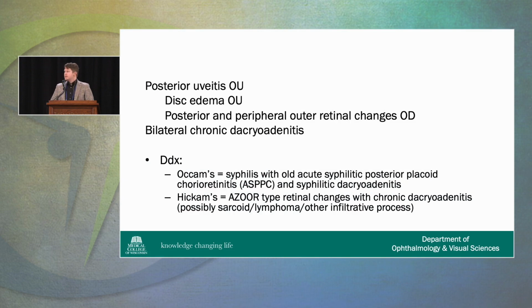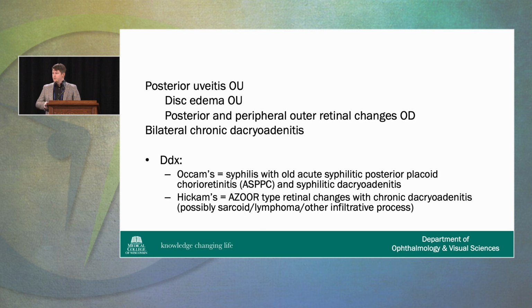So in uveitis, we like to talk about very complex cases, and the only way that you're going to remember what you're doing and how to deal with it is if you start creating lists of everything you see wrong. So I often put down every single finding in my exam as part of my assessment because it helps you create your differential and helps you understand what's going on. So in this case, we have an area of posterior uveitis that has disc edema, and he's got some kind of peripheral outer retinal change in the right eye, but he also has this bilateral chronic dacryoadenitis.